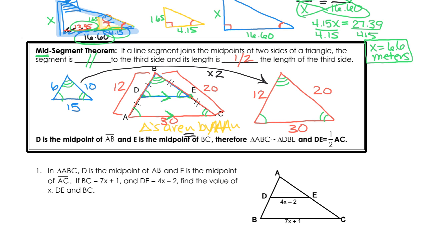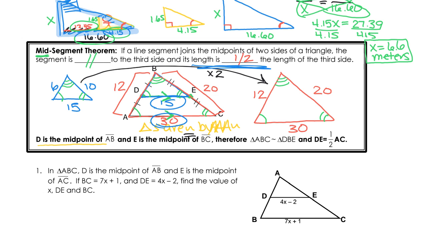And so now you can see the relationship between those two parallel sides is that its length is half the length of that third side. Okay? All right, and again, this only happens when you have a mid-segment. It only happens when you have the two midpoints of the two sides and they're connected, okay?